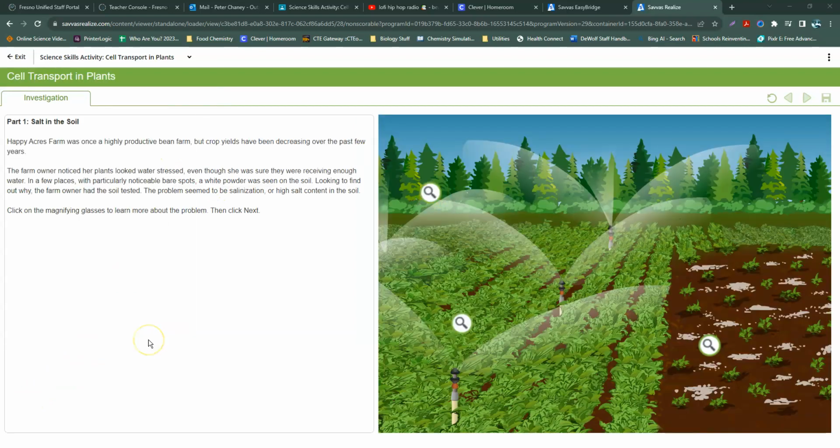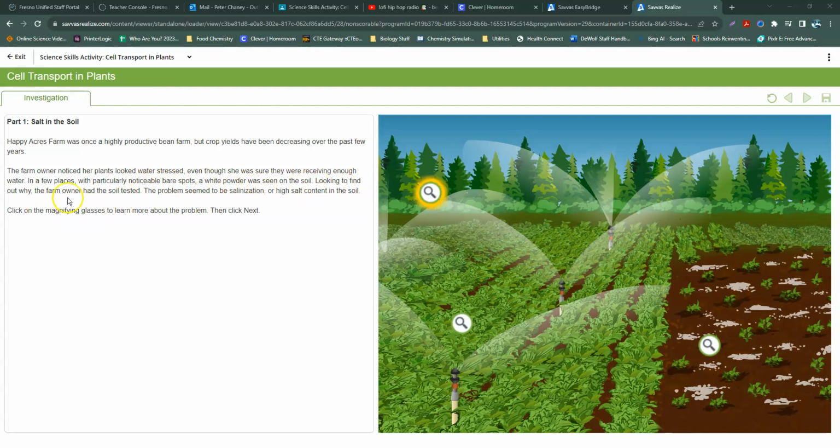And you're going to want to read through things, so I'll read some of it here since we're doing the tutorial part of things. So once this loads up, I can do so. So here's the investigation. Happy Acres Farm was once a highly productive bean farm, but crop yields have been decreasing over the past few years. The farm owner noticed her plants looked water stressed, even though she was sure they were receiving enough water. In a few places, with particularly noticeable bare spots, a white powder was seen on the soil.